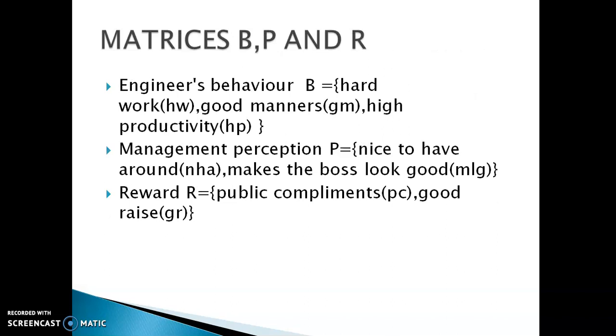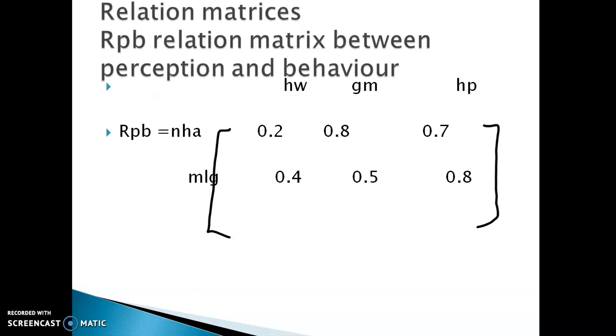Given the matrices B, P and R, engineer's behavior B equals hard work, HW, good manners, GM, and high productivity, HP. Management perception P has two attributes, nice to have around, NHA, and makes the boss look good, MLG. Reward R has two attributes, public compliments, PC, and good raise, GR. The relation matrix RPB is between perception and behavior.